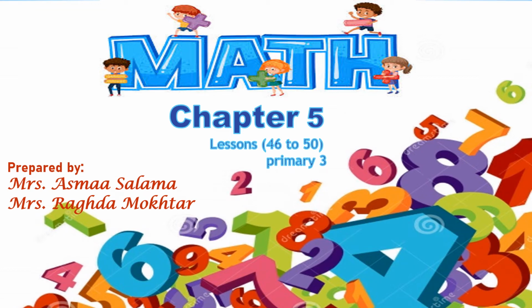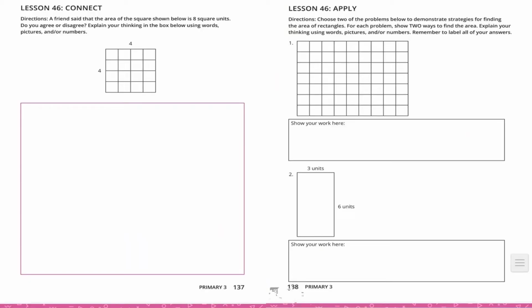Let's start chapter 5, lessons from 46 to 50. Lesson 46, the connect part. A friend said that the area of the square shown below is 8 square units. Do you agree or disagree? Explain your thinking. Here, we have a shape.